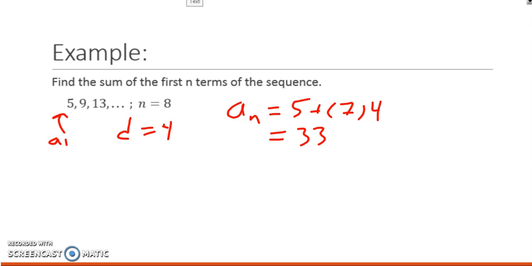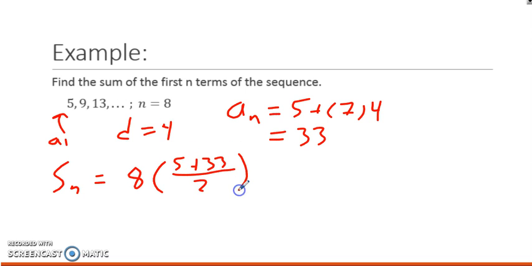So this should be enough information for us to find s sub n. The n value they gave us is 8. The first term and the last term get added up and then cut in half. So to compute this, 5 plus 33 is 38, all over 2.